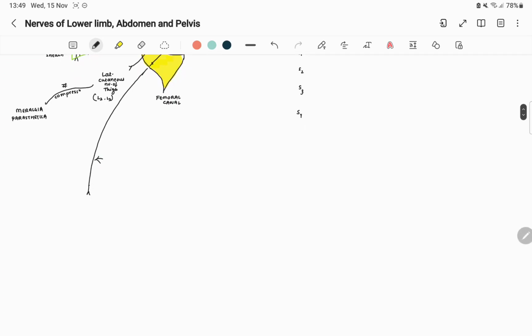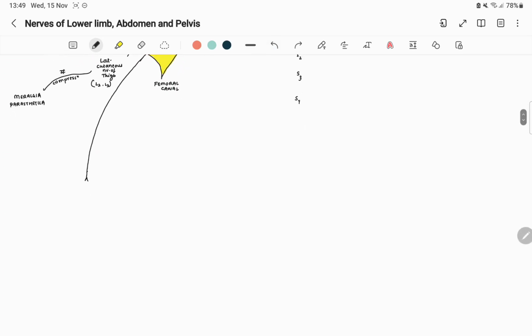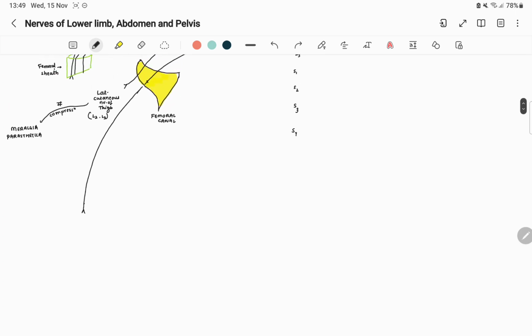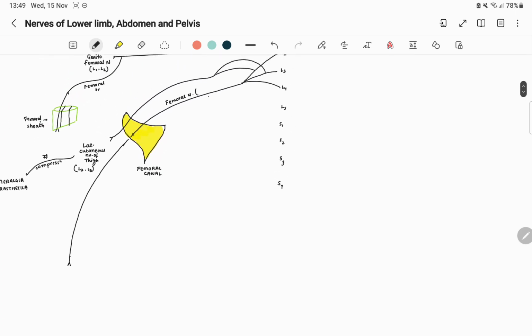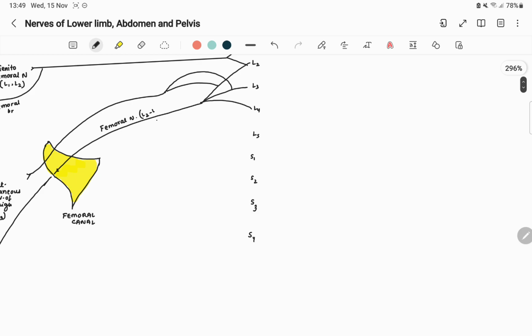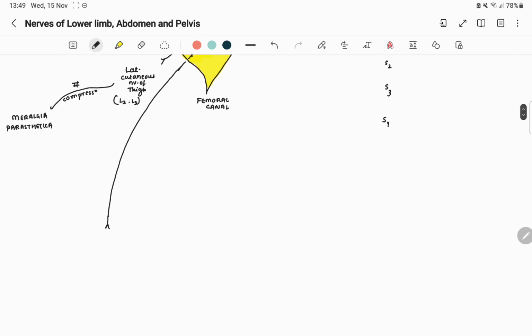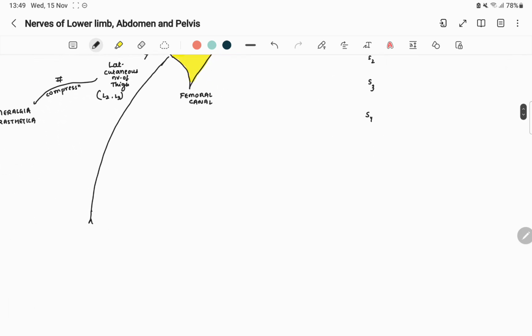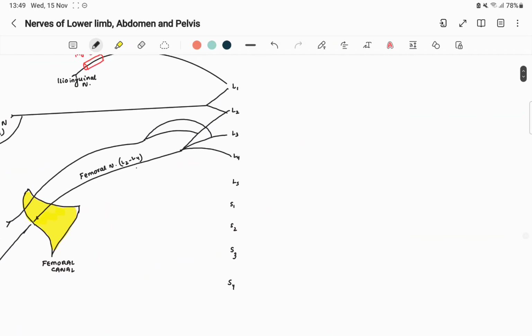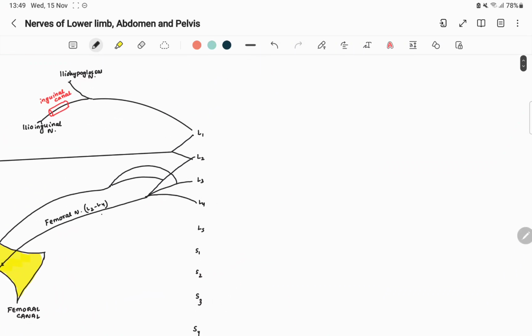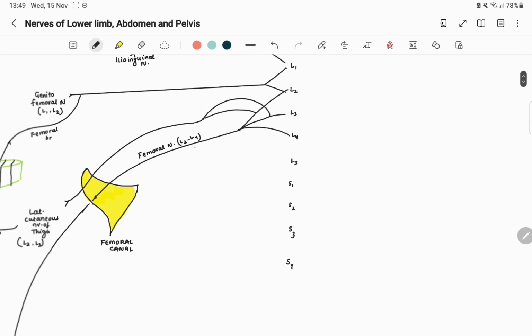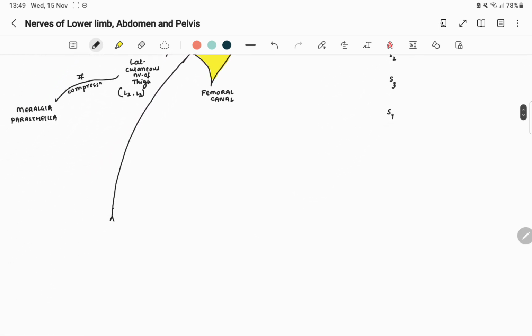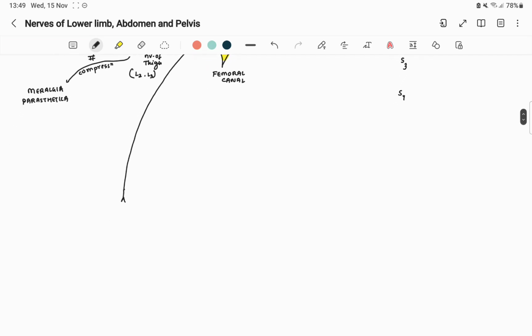And this one is the femoral nerve going through the femoral canal. What will be the root value of the femoral nerve? It will be L2 to L4. Let's discuss the course of the femoral nerve now. Just remember that if I am drawing it in black, it means the dorsal division. All of this is formed by the dorsal division of the ventral primary rami. So let's discuss the course of the femoral nerve in your thigh and leg region.